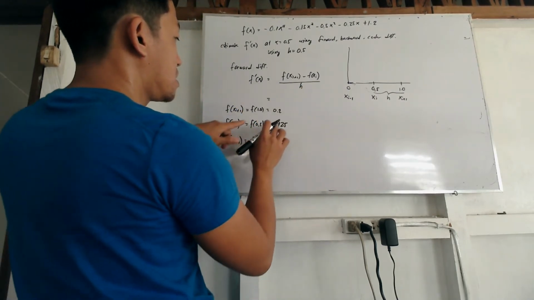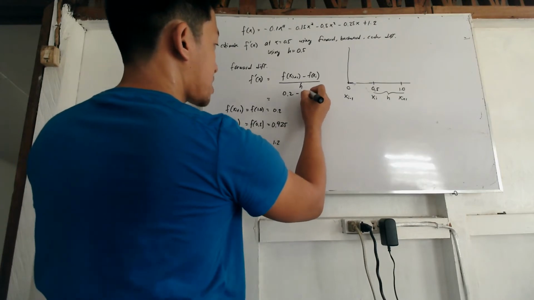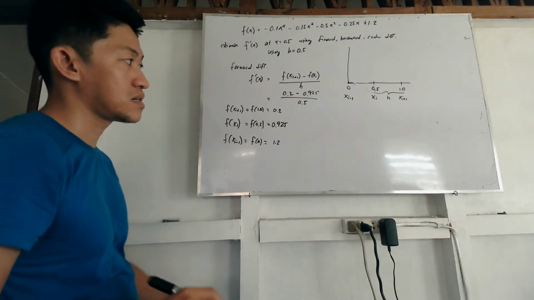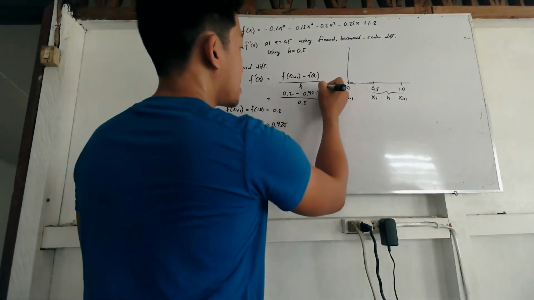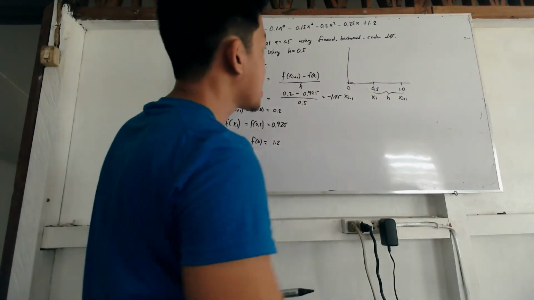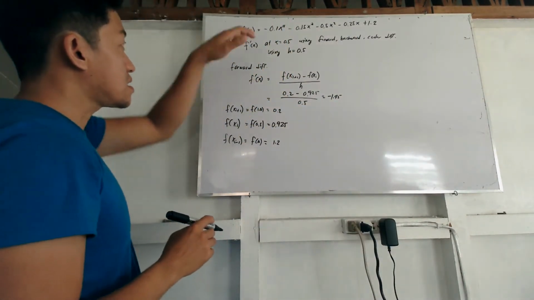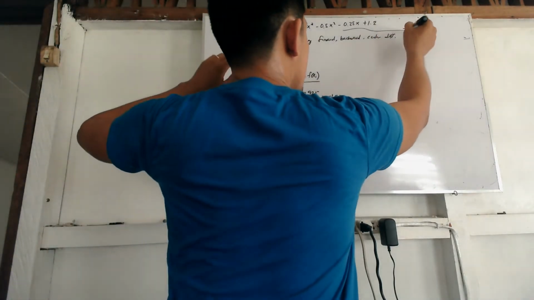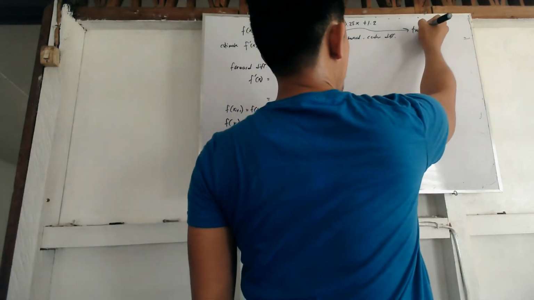So you have 0.2 minus 0.925 over 0.5. So the resulting value for that is negative 1.45. Okay, negative 1.45.